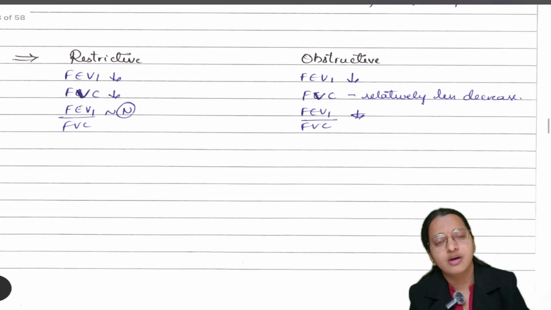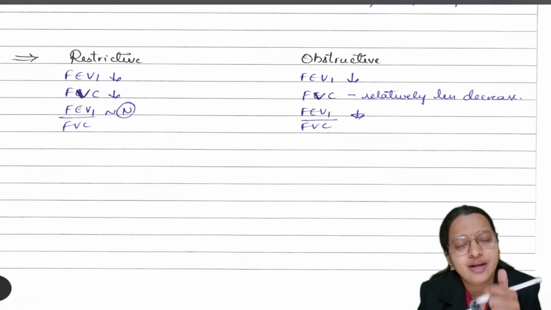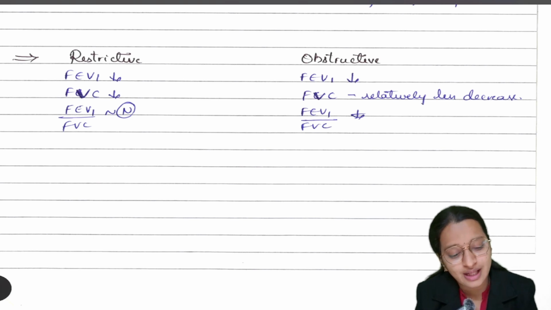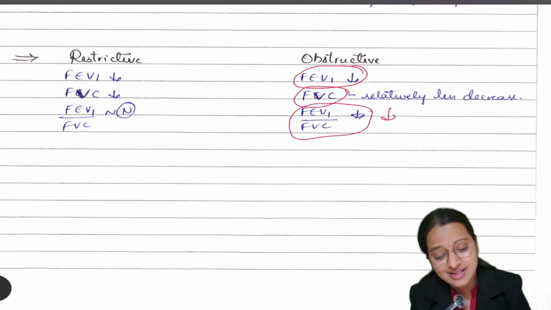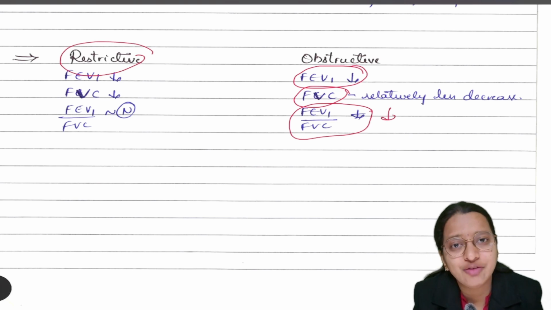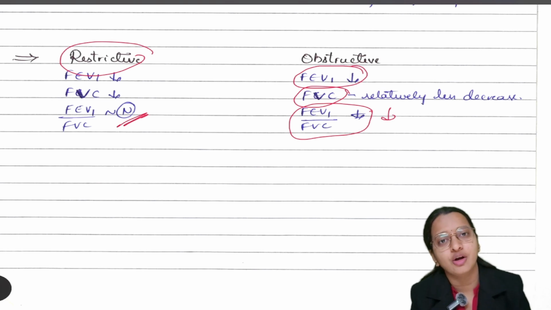So we have calculated FEV1 and FVC. Okay. So in obstructive diseases, what happens? FEV1 is decreased. FVC is relatively less decreased. So the ratio would be decreased. Whereas in restrictive, both FEV1 and FVC decrease and the ratio would be normal.